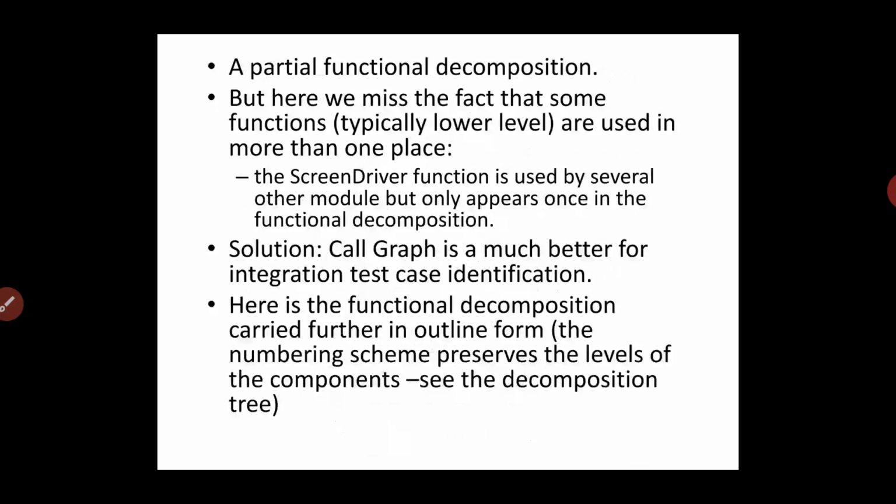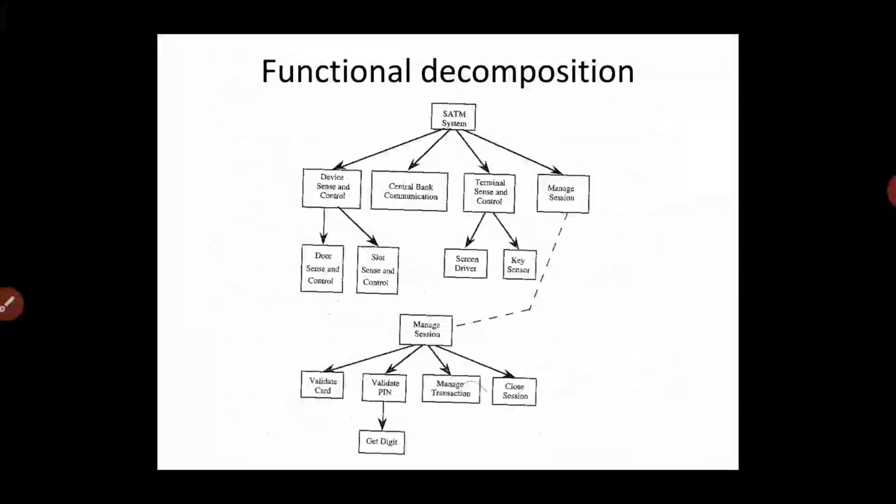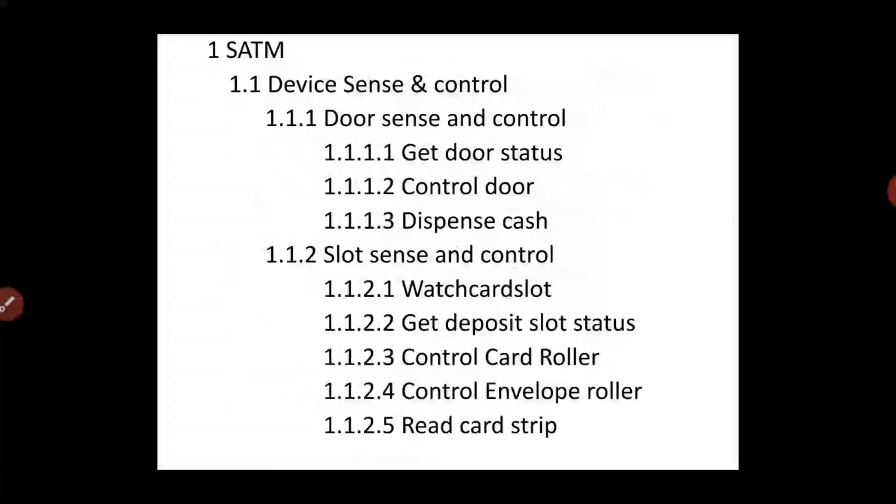The numbering scheme preserves the levels of components. You can see here the numbering scheme actually preserves the component level. SATM is 1, under that 1.1 device sense control, 1.2 central bank communication, 1.3 terminal session, 1.4 manage session. Under 1.1, 1.1.1 is door sense control, 1.1.2 is slot sense control. In this way we decompose the system. It's very easy, right? Whatever comes under this one you can just try it.